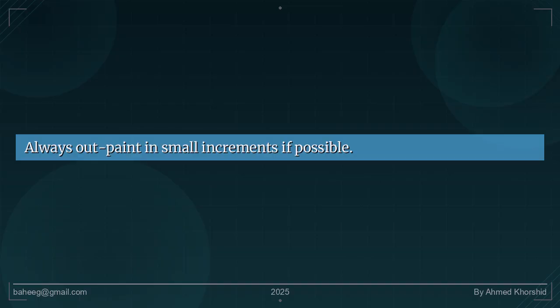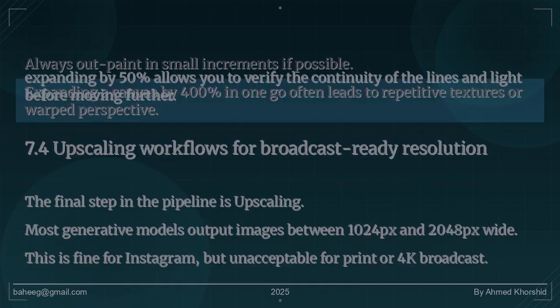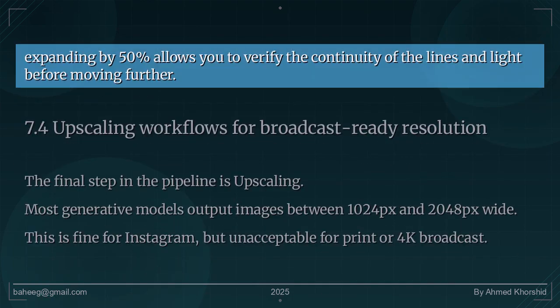Always outpaint in small increments if possible. Expanding a canvas by 400% in one go often leads to repetitive textures or warped perspective. Expanding by 50% allows you to verify the continuity of the lines and light before moving further.